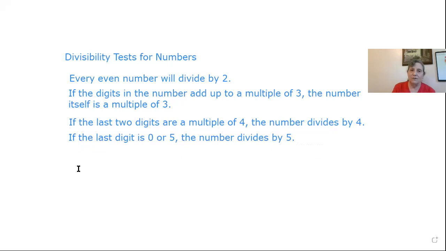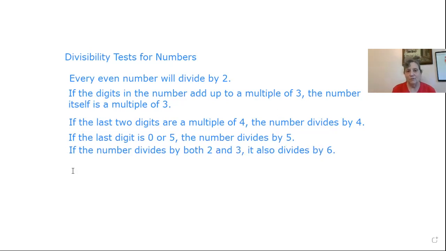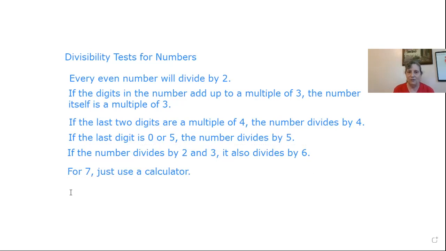You probably already realize what the rule for 5 is. If the last digit is either a 0 or a 5, the whole number will divide evenly by 5. If the number will divide by both 2 and 3, which basically means it's one of the numbers that will divide by 3 and it's also an even number, so every other multiple of 3, it will also divide by 6, 2 times 3. I have heard of tricks to figure out whether a number will divide by 7, but it's so complicated that it's not worth the trouble. Just go ahead and use a calculator and divide it by 7. Of course, you can use a calculator for any of these.